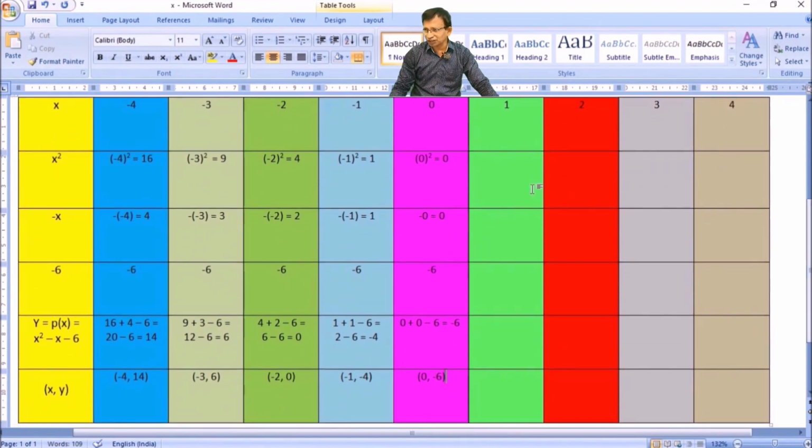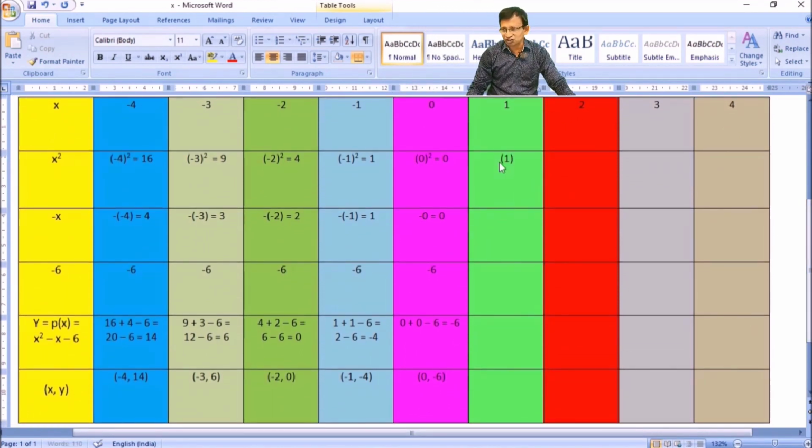Now come to the seventh column. If x equals 1, then x squared is equal to 1 whole squared, which is equal to 1. And the second term is minus x, that is minus 1. And the third term is minus 6. By adding these three terms, you will get 1 minus 1 minus 6, that is equal to 0 minus 6, which is equal to minus 6. So the point is (1, -6).